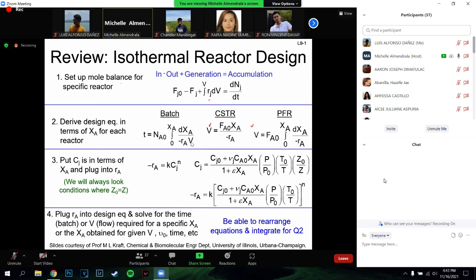Now, you know already how we derived the different types of reactor design for batch, CSTR, and PFR by doing this material balance. This one is now defining the rate law of your reaction. Put your concentration of the reactant in terms of the conversion and plug that into your rate equation. Most of the time you'll be working on this same process in an isothermal reactor design.